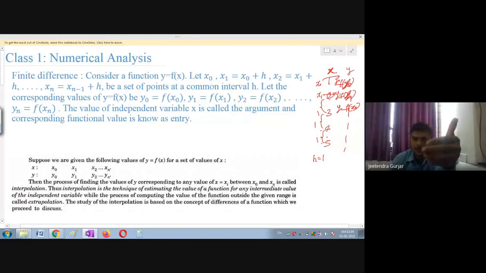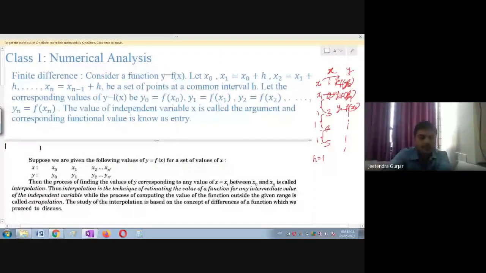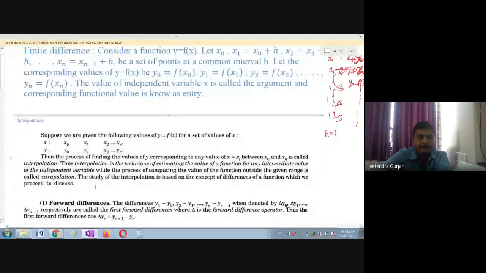So you can find the h value. You're going to get the set of points. Then you will find the corresponding values, they are the y's. So all this you are going to simplify. You can find the finite difference. So it is finite. What is the difference? Difference is 1, which is finite. Just understand the meaning, they are known as finite difference. Next we will go to interpolation. What is interpolation? We'll just see.